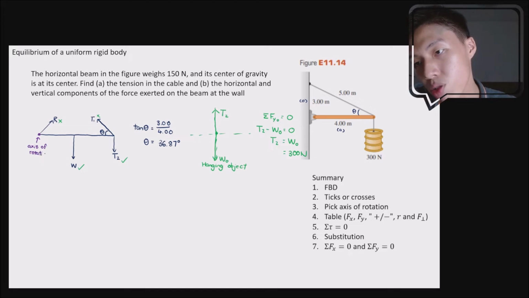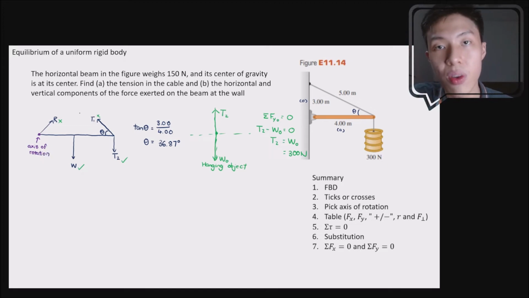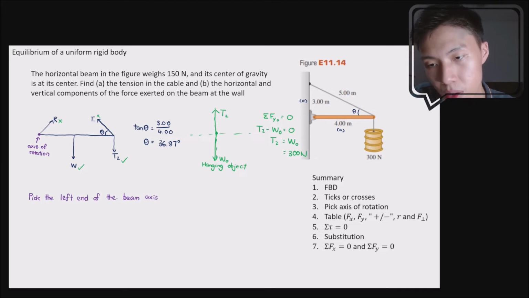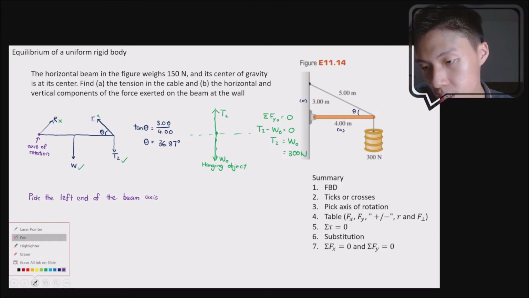Okay, so once we have determined our axis of rotation, what we should do now is write it down. We pick the left end of the beam as axis of rotation.